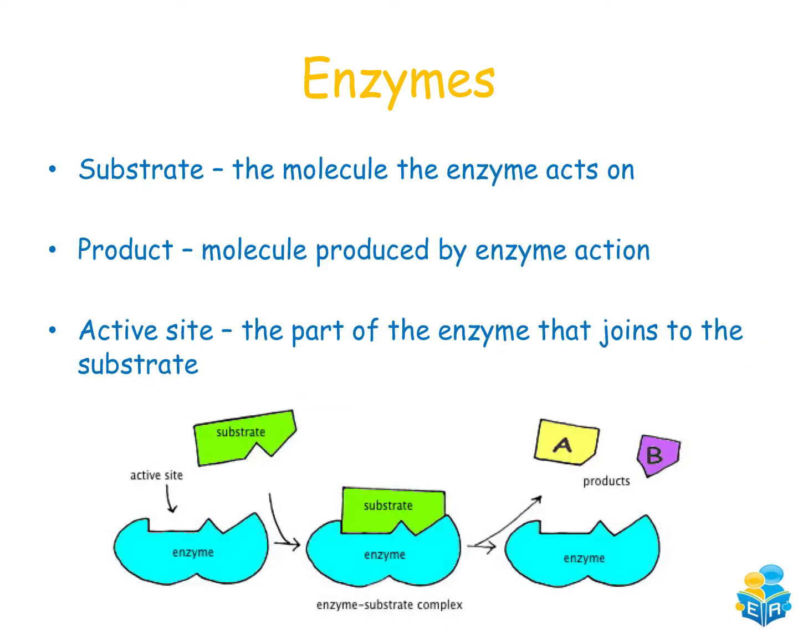Now, there's a couple of key words here to do with enzymes, and we're going to have a look at the enzyme action down here at the bottom. So the substrate is the molecule that the enzyme is going to act on. So that's your substrate. The enzyme is going to act on that. The product is what's going to be formed. So they're any molecules that are produced at the end. And the active site, that's the part of the enzyme that joins to the substrate. That's what's going to carry out all of the work and produce the products.